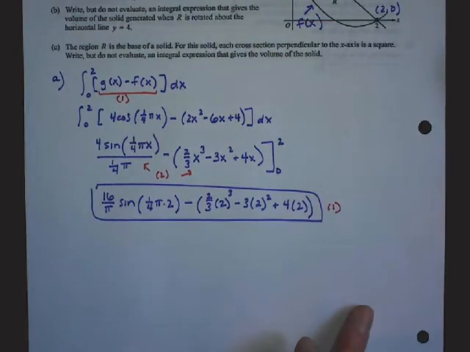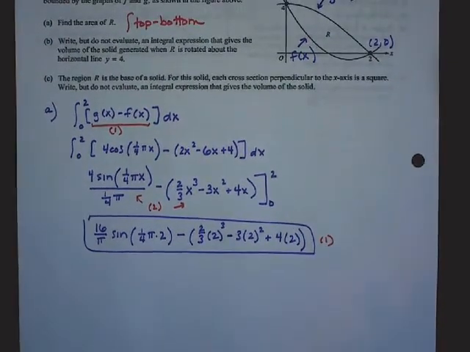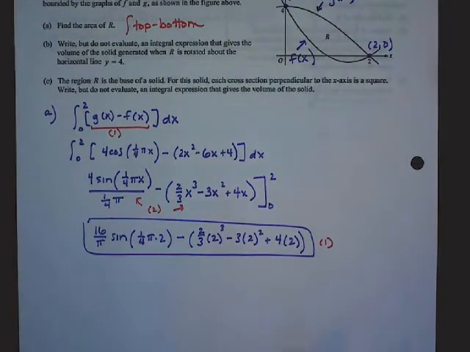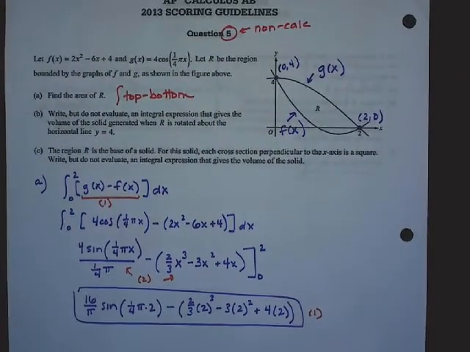Let's move on to part B. Part B says, write but do not evaluate, that's nice, an integral expression that gives the volume of the solid generated when R is rotated about the horizontal line y equals 4. Now remember, on the AP exam, you can't use highlighters. I'm going to use them right now for a visual, but on the AP exam, you would just use your pen, use dotted lines, things like that.